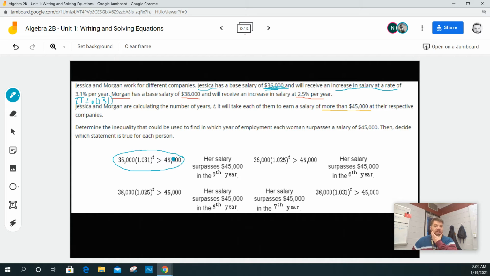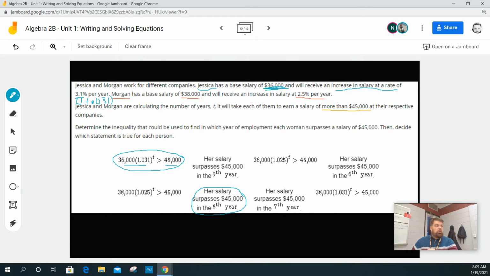And I'm not going to do it now, but you could graph the left-hand side of this and the right-hand side, and you'll see that it's in the 8th year when it surpasses that. So hers surpasses in the 8th year, okay?